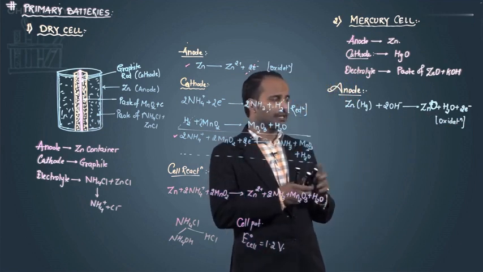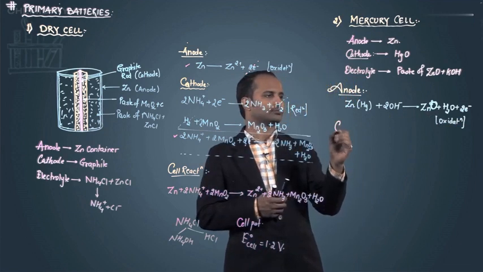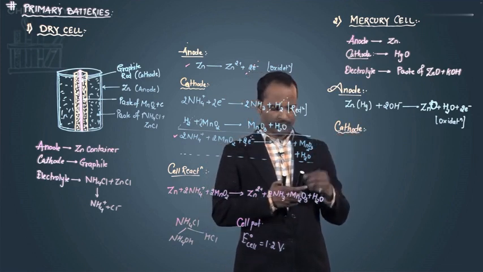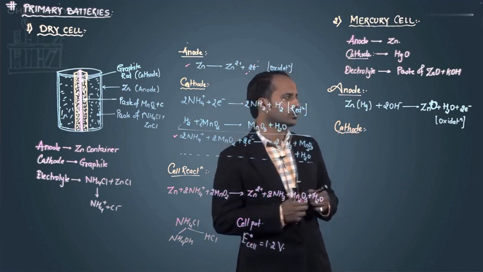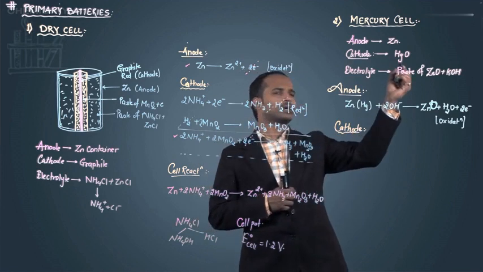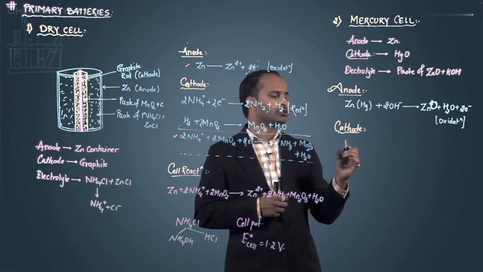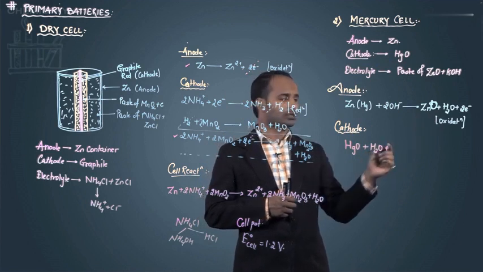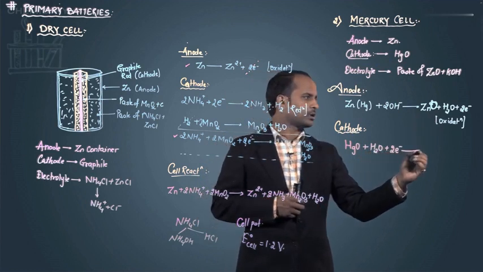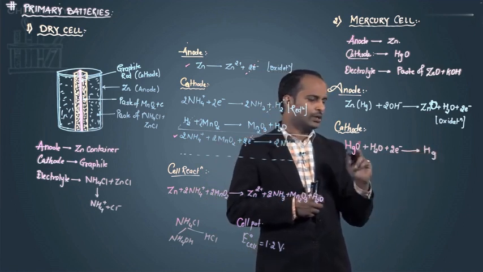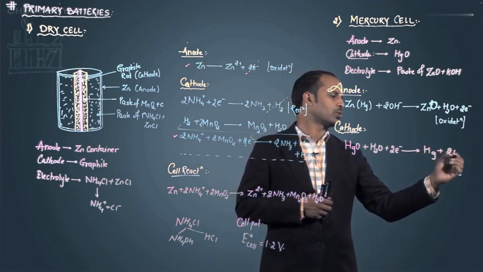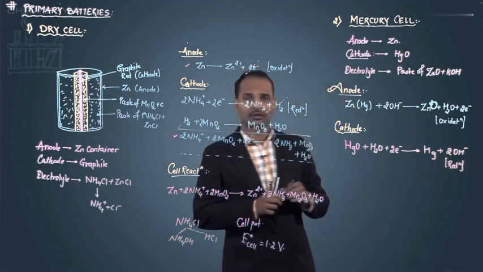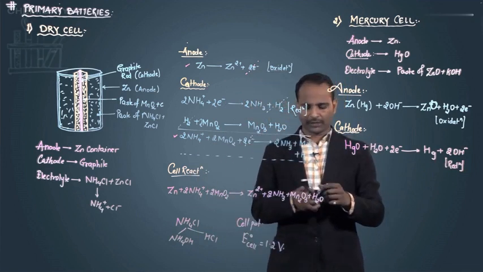Then the reaction taking place on cathode. What reaction is taking place on the cathode? The electrode is mercury oxide, HgO. That HgO gains electrons in the presence of water and produces Hg, and the oxygen is gained by the H2 to give 2OH minus ion. So this is a reduction reaction.